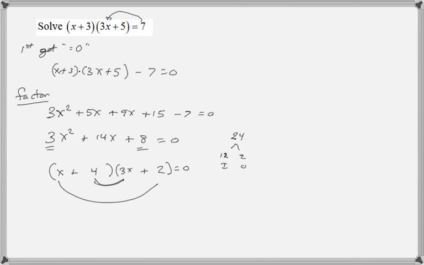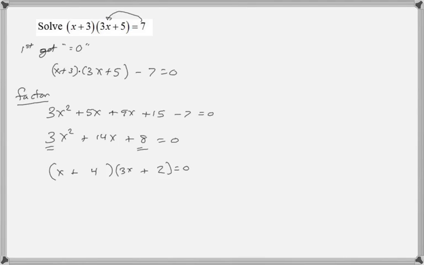And if I multiply my firsts and my lasts, x times 3x gives my 3x squared. And 4 times 2 is equal to 8. So I know that I factored that kind of quickly. If you didn't see it quite that quickly, I would definitely practice my factoring.